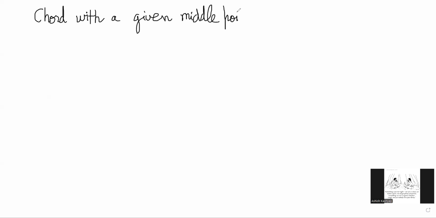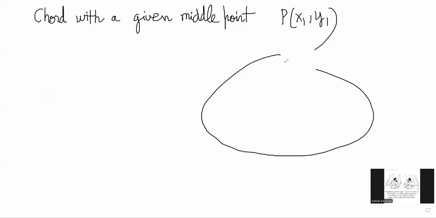Similarly, like in the previous chapter, we can also find the equation of a chord with a given middle point. Let's say the given midpoint is x1, comma y1, and the other points of the chord are not known right now. We just know the midpoint of the chord, x1, comma y1. So similar to the proof that we did in the parabola section, you can try a similar proof here.